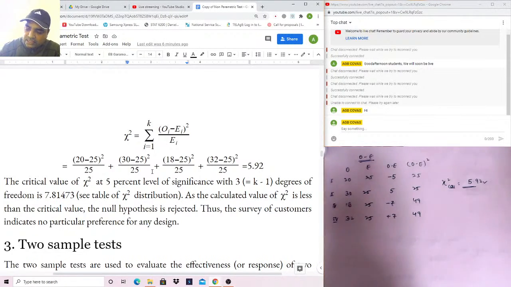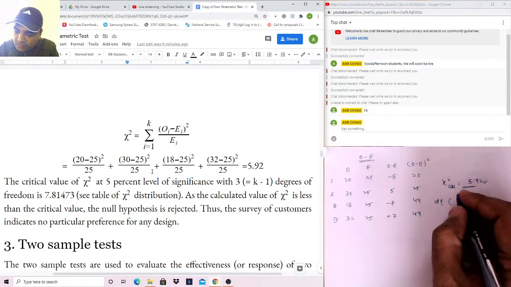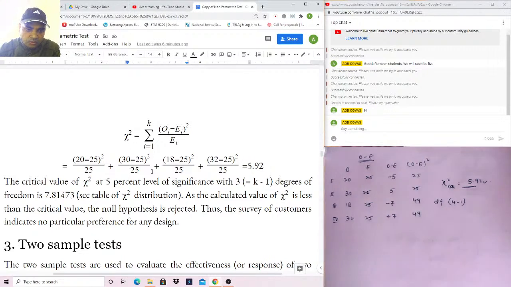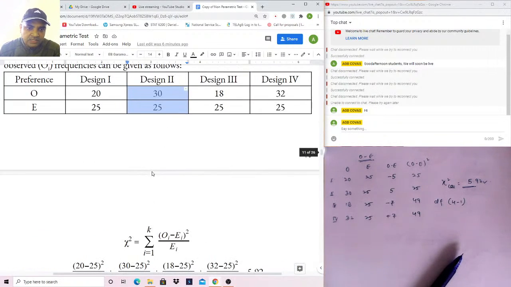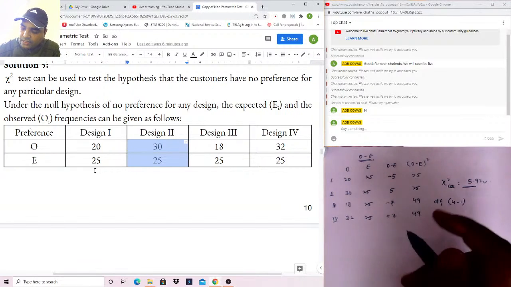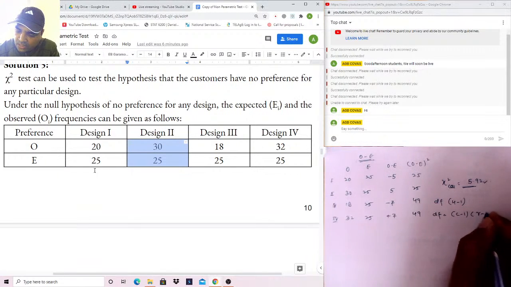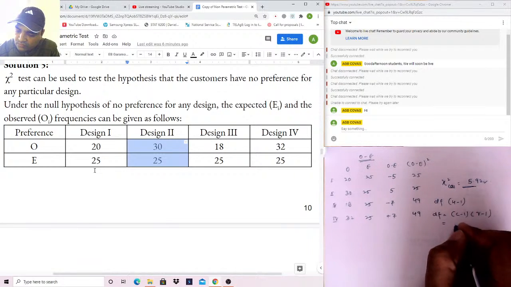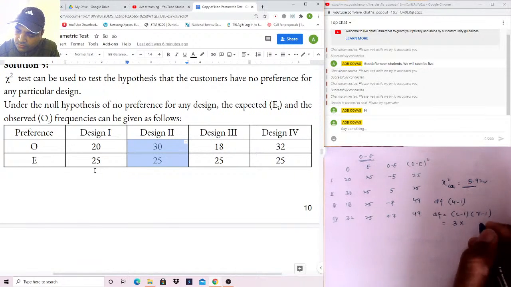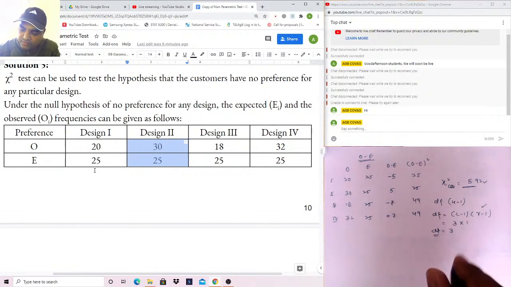Okay. Now we will see, here we have 4 classes. So the degrees of freedom will be equal to 4 minus 1. There are observed and expected, so how much is this contingency table? This is 4 by 2. There are 4 columns and 2 rows. So the degrees of freedom of this chi-square test can be calculated as C minus 1 into R minus 1, which will be equal to 3 into 1. So it will be at 3 degrees of freedom.